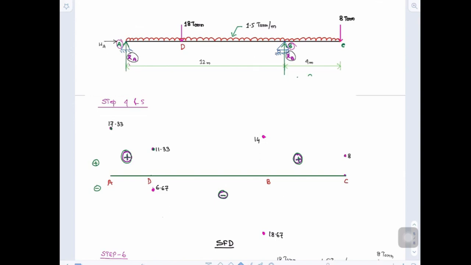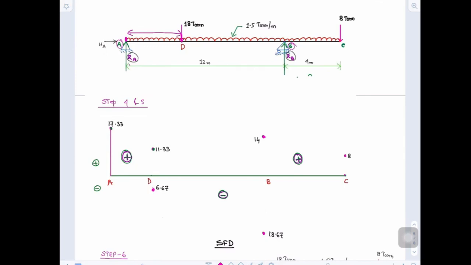Okay, now I just need to connect these extreme points by following the rule of the table I have shown to you. Now let's draw the SFD. I am going upward. I am connecting this point 17.33. Now in between these points A and D, there is the presence of what? This length is having a UDL.